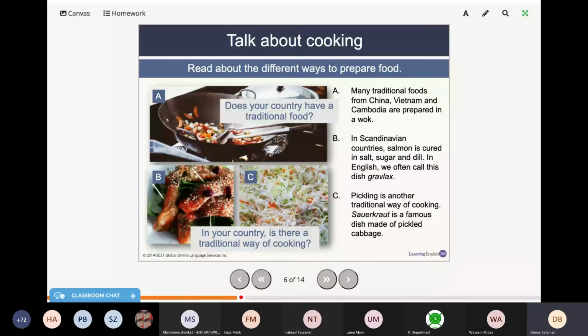Does your country have traditional utensils for cooking? Do you know the English words for them? Could you describe them in English? In some countries, it was traditional to salt and pickle or cure foods to preserve them for longer. Why is that? Do you know the reason?